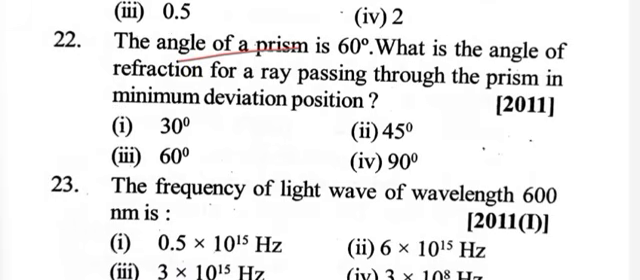The angle of a prism is 60 degree. What is the angle of refraction for a ray passing through the prism at minimum deviation position? For minimum deviation, r is equal to A by 2. So here if we put 60 degree, 60 divided by 2 is equal to 30 degree.